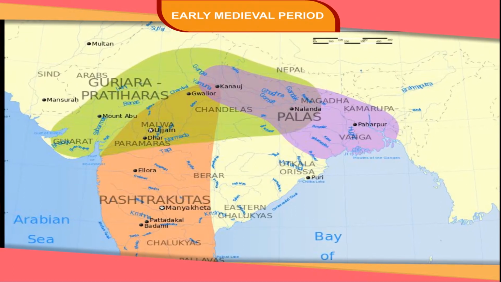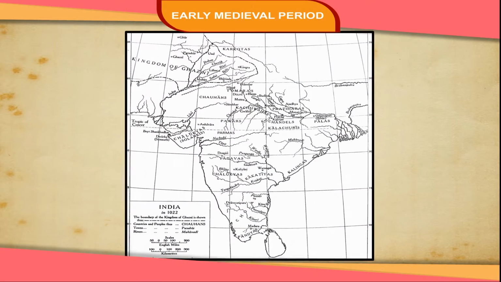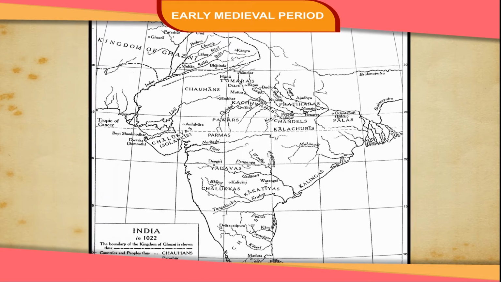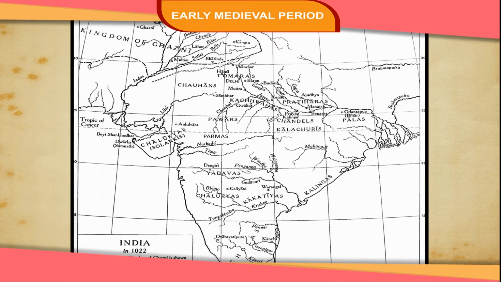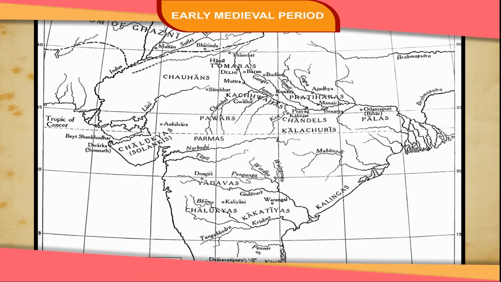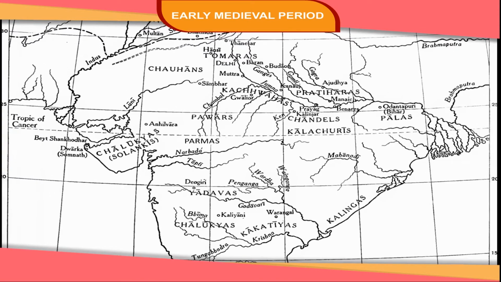Pratihars declined after they were defeated by Mehmood of Ghazni in 1018 CE. The four most important Rajput kingdoms that arose on the ruins of Pratihar kingdoms were Chandelas of Bundelkhand, the Solankis of Gujarat, the Parmars of Malwa, and the Chauhans of Delhi and Ajmer.